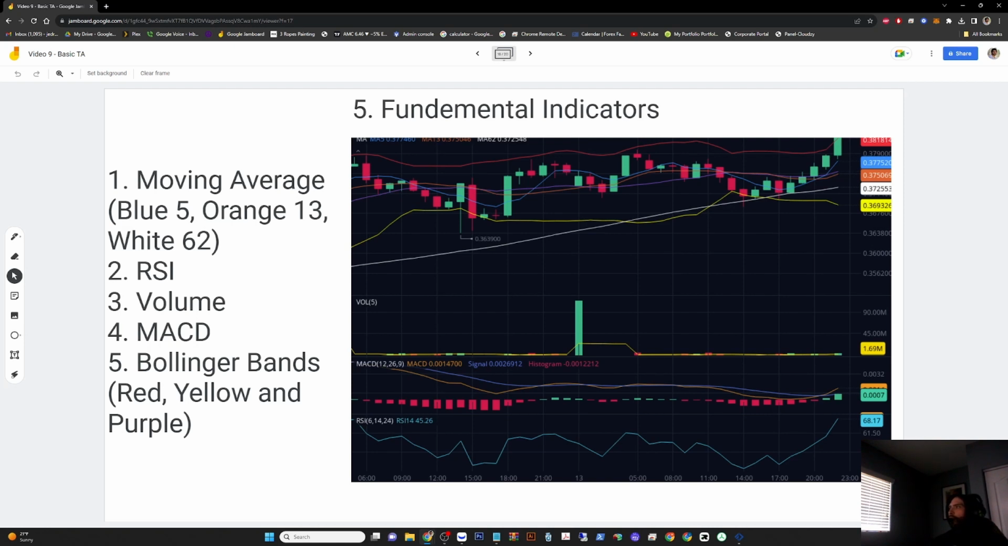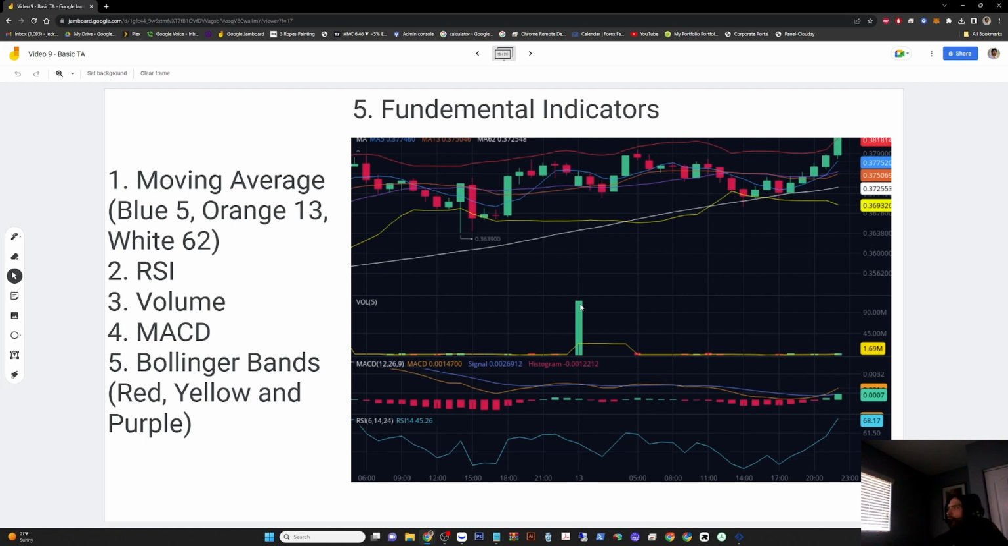The RSI on the bottom is a blue line right here. The volume has a big green candle, and notice it didn't move the price very much right here. This is the price movement. This is the volume, large green volume candle. That means much was sold when there was a buyer lined up, so it didn't affect the price hardly at all. The MACD has a wave pattern that fluctuates from red to green in a blue and orange line.